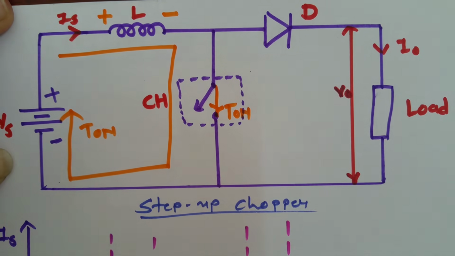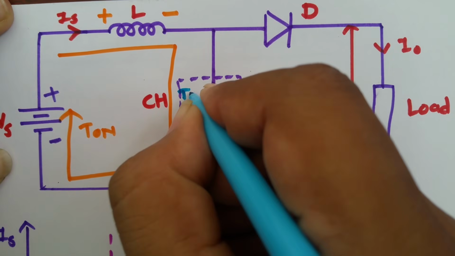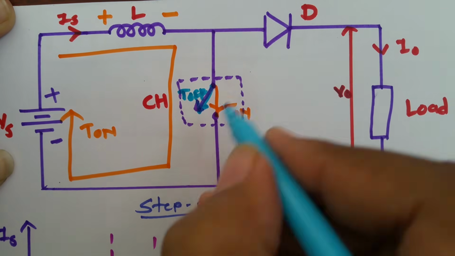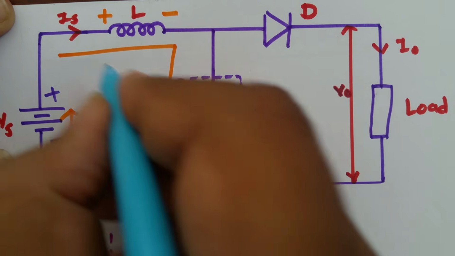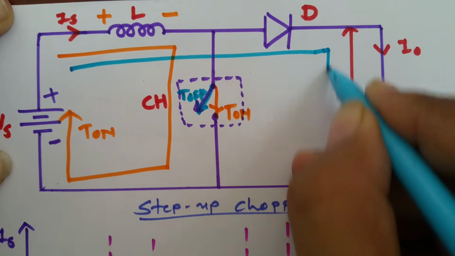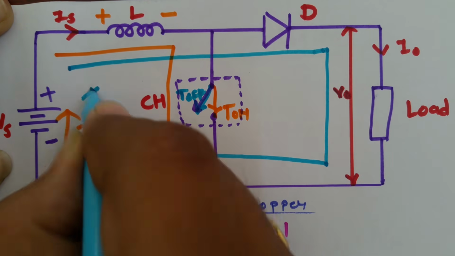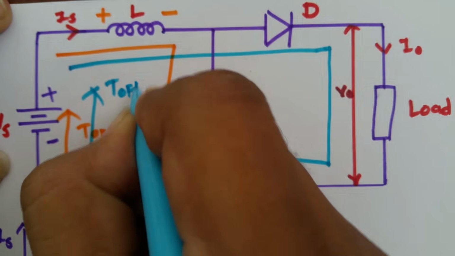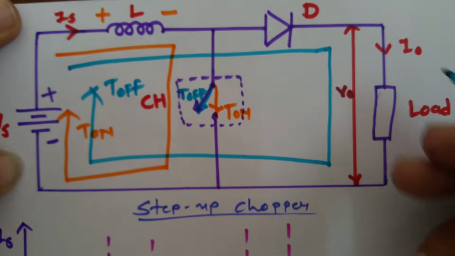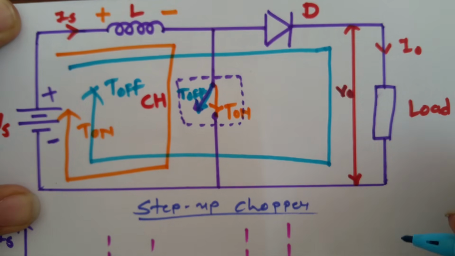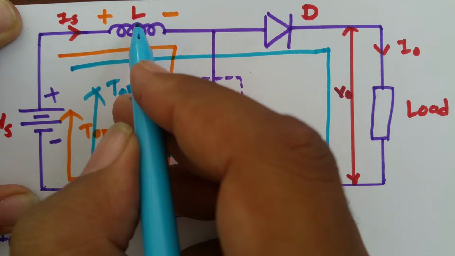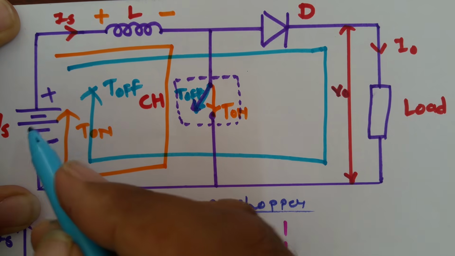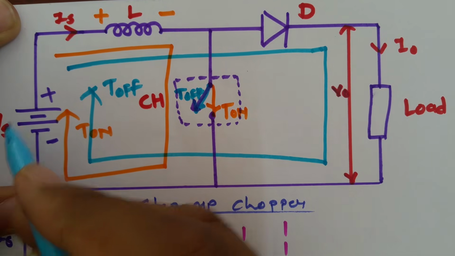When this switch is off, at that time this is open circuit. That's why now current will flow in this loop, and this Vs will appear to the load. So output voltage will be due to energy stored in inductor as well as Vs. So there will be output which is due to energy stored in inductor and Vs.